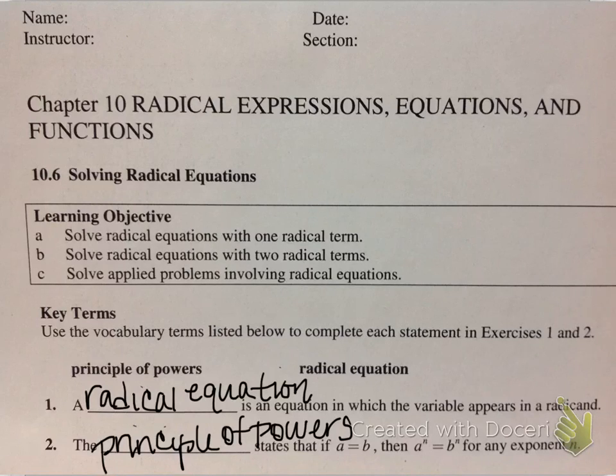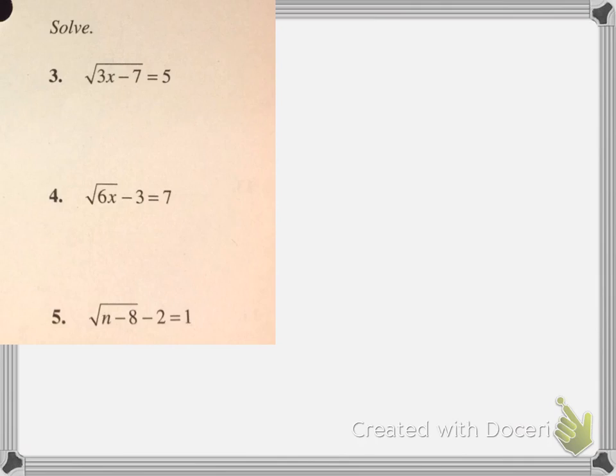Now we're going to start solving equations that have radicals in them. So a radical equation is an equation in which the variable appears in a radicand. The principle of powers states that if a equals b, then a to the n equals b to the n for any exponent n. So let's look at some samples.